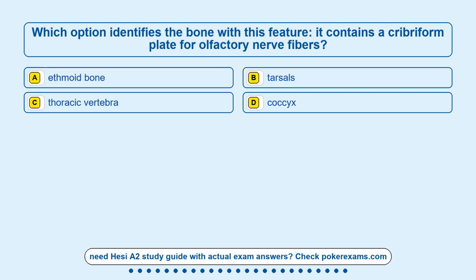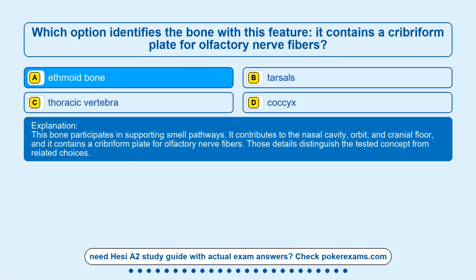Question 5. Which option identifies the bone with this feature? It contains a cribriform plate for olfactory nerve fibers. Option A, ethmoid bone. Option B, tarsals. Option C, thoracic vertebra. Option D, coccyx. The correct answer is option A, ethmoid bone.